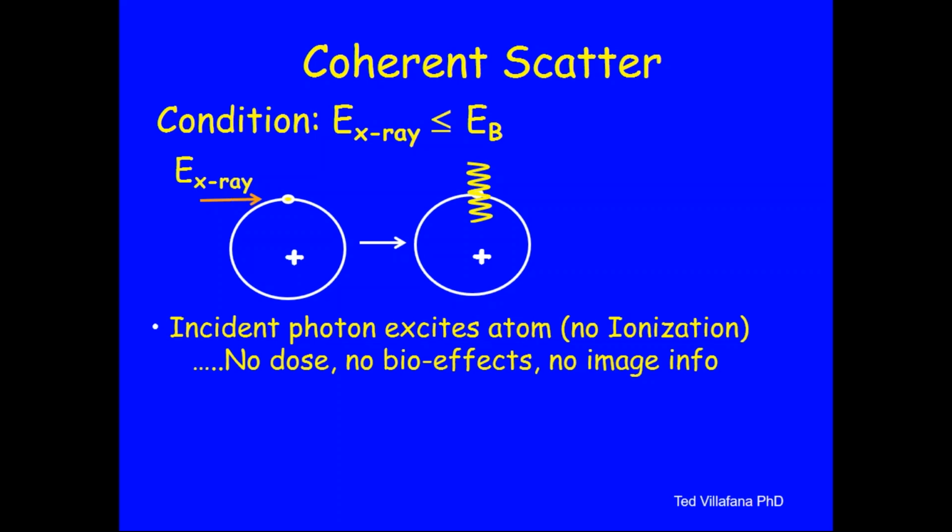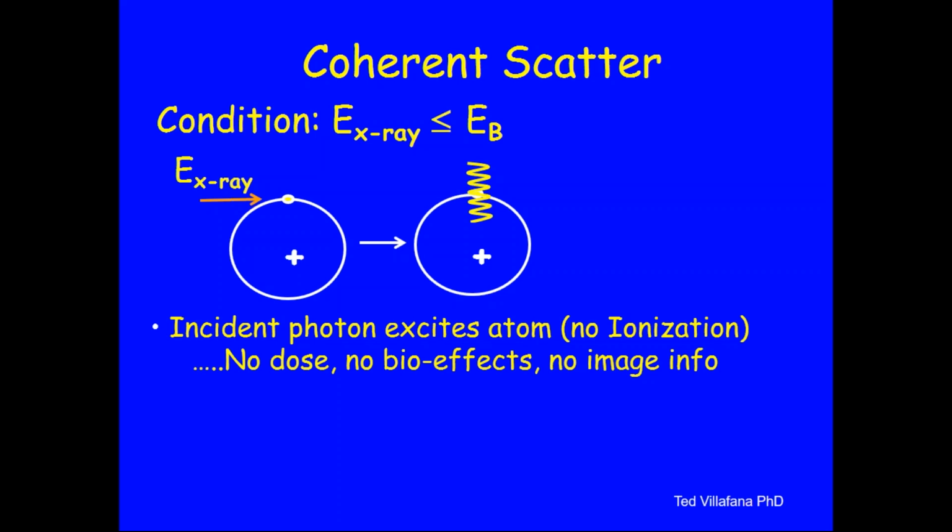And if you have no ionization, then there's no dose, there's no bioeffects, there's no image information. Remember, we covered very early on that ionization is the basis for radiation hazard, number one, and ionization is the basis for the imaging effect, number two. And you're not going to have either if this coherent scatter interaction occurs.